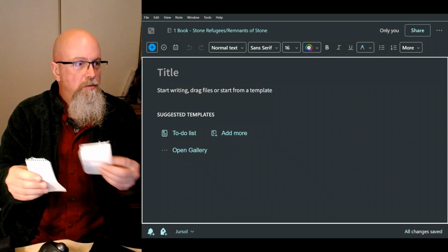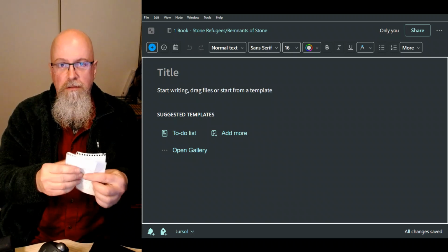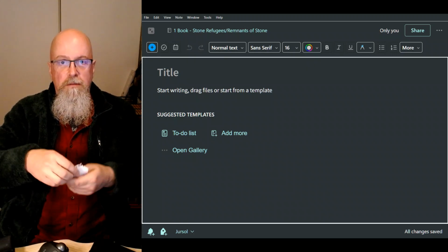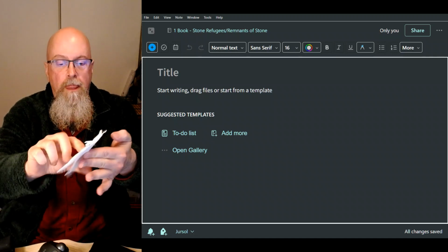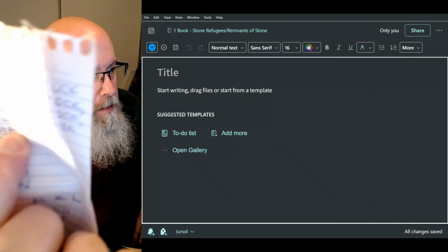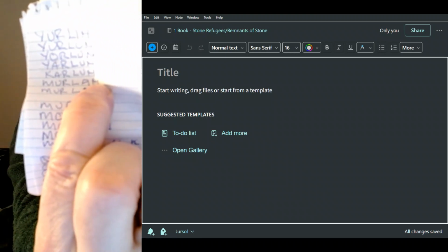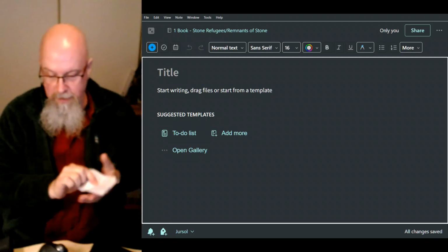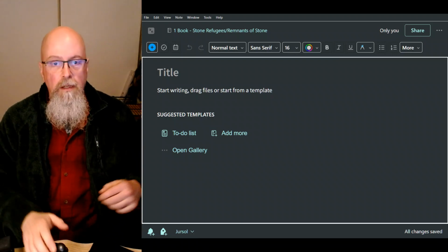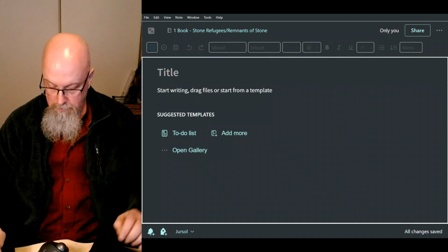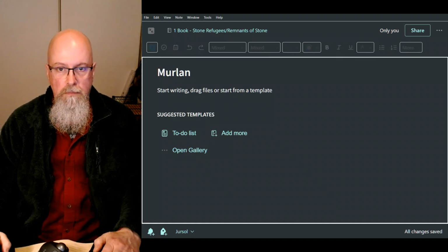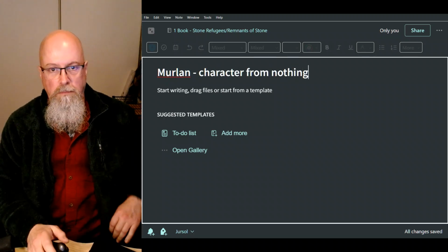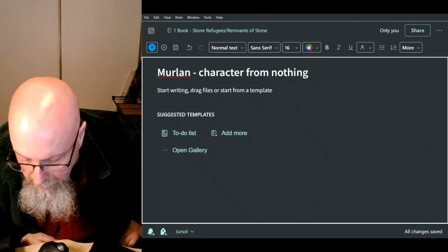So shuffle, shuffle, shuffle. Point. Let's get that. Merlan. Merlan. That's what my finger landed on. Okay. Did I even spell that right? Yeah, I did. Okay.